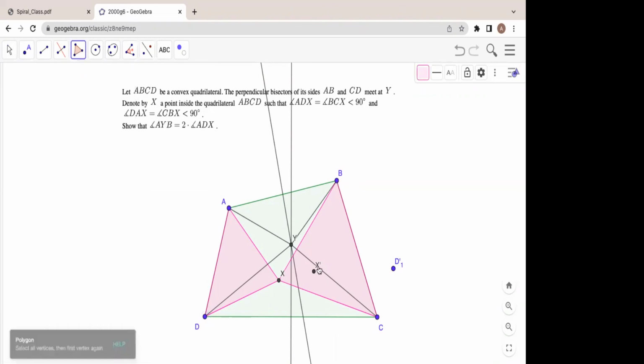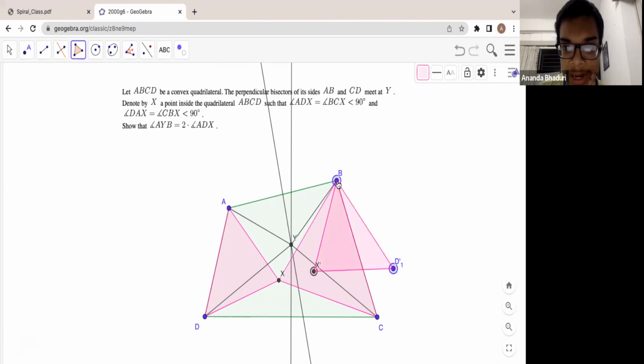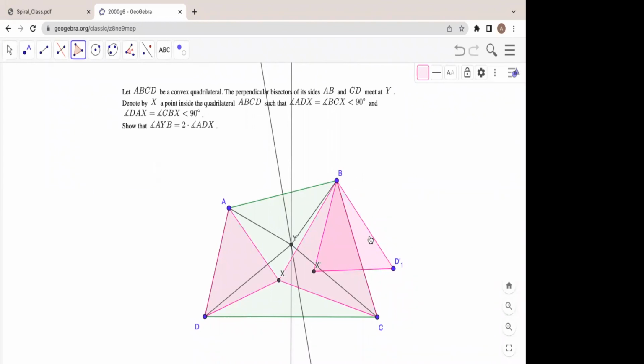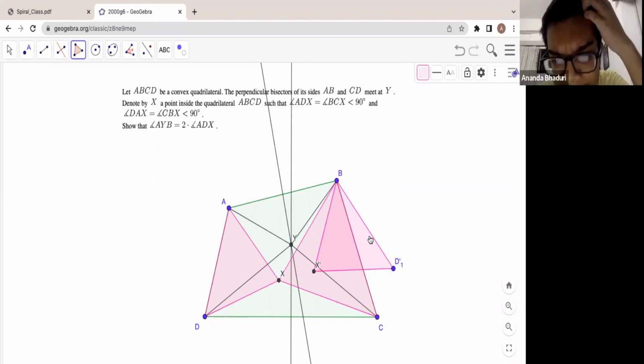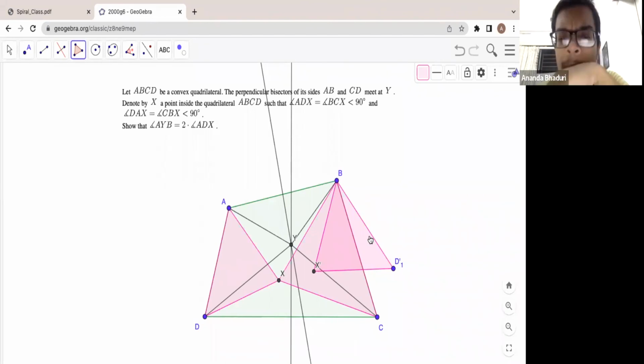D1 is here. Right. So we have BXD1 is similar to BXC. And what do you want to prove? We want to prove that XDA is half of BYA. So BD1X is half of this. Okay.